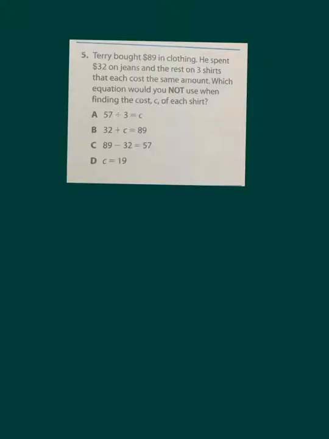So when we approach these problem solving questions, I try to have the kids read it first without numbers. So we read it like this. Terry bought clothing. He spent money on jeans and the rest on 3 shirts that each cost the same amount. Which equation would you not use when finding the cost, C, of each shirt? And then we try to have some open dialogue about what the question is asking.